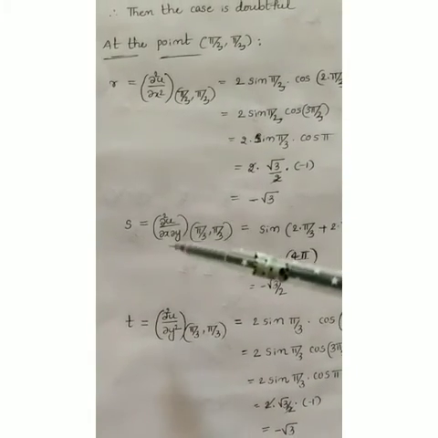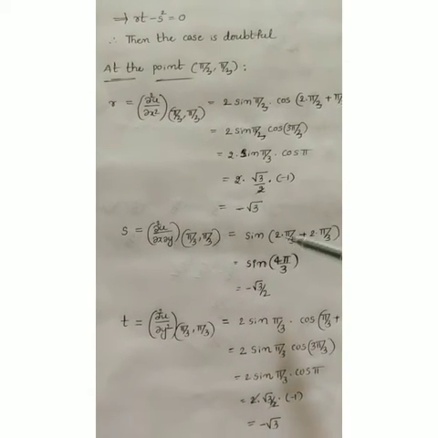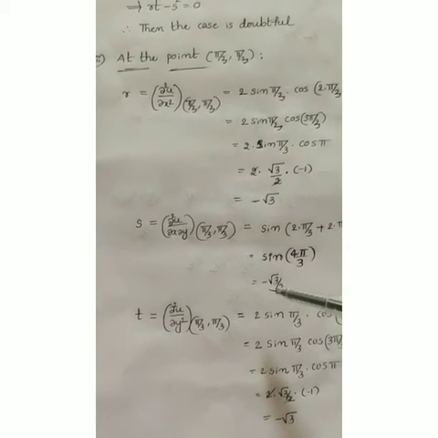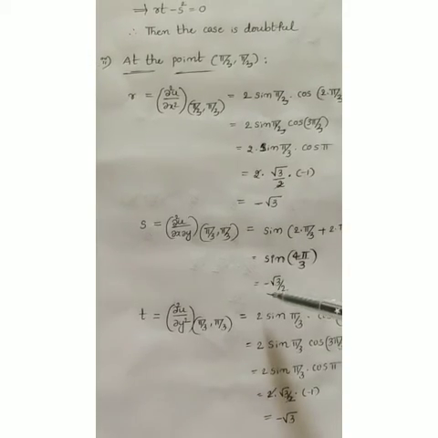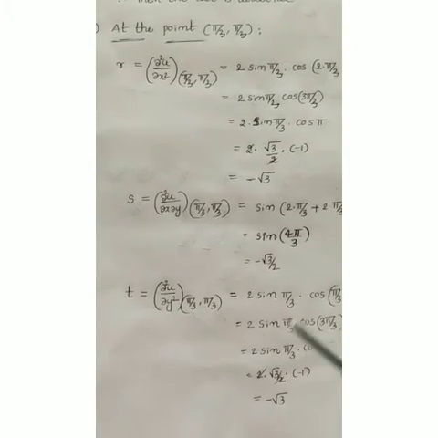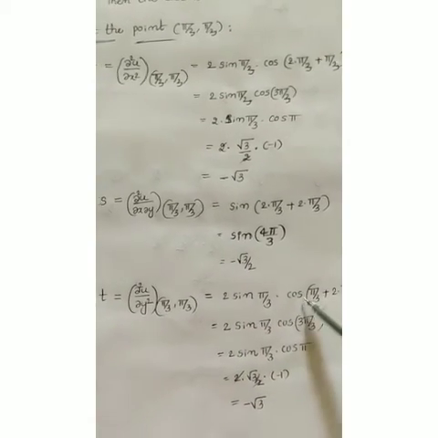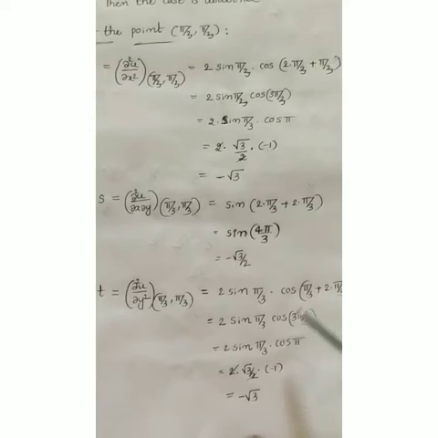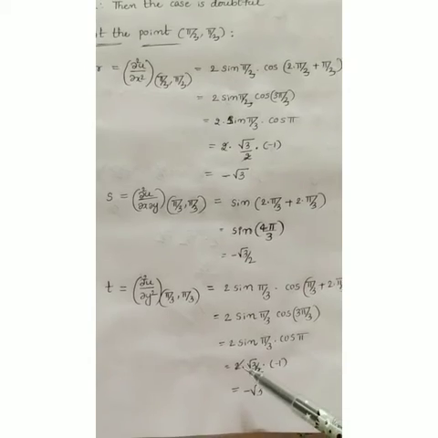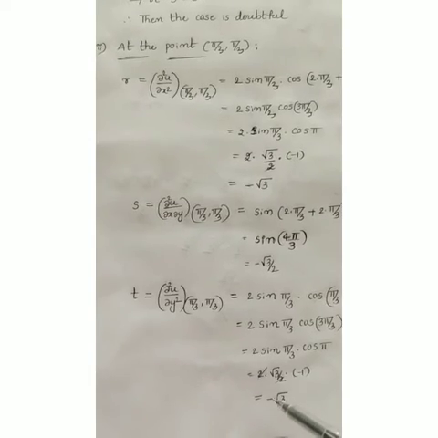Then s equals ∂²u/∂x∂y at (π/3, π/3), so sin(2x + 2y), so 2 into π/3 plus 2 into π/3, that is 4π/3, so sin(4π/3) value is minus √3/2. Then t equals ∂²u/∂y² at (π/3, π/3), 2 sin x cos(x + 2y), so 2 sin(π/3) cos(π/3 + 2·π/3), this is cos(3π/3), the 3 gets cancelled, cos π, so 2 into √3/2 into minus 1, the 2 gets cancelled, so here we get t as minus √3.